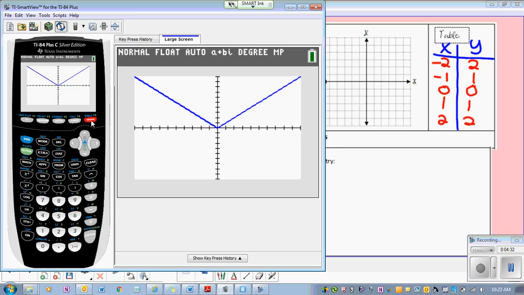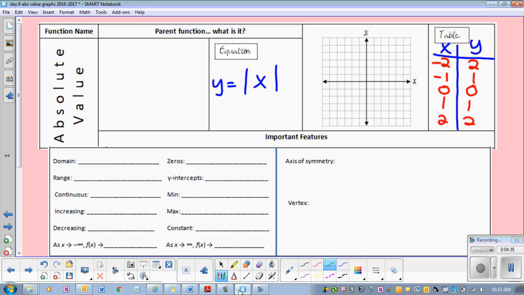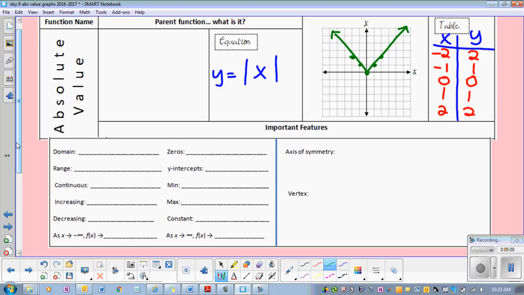Okay? All right, so now let's go and graph this. 0, 0, -1, 1, -2, 2, 1, 1, and 2, 2. Okay? Any questions? All right. Now, let's talk about the domain, range, and all these other properties, okay?